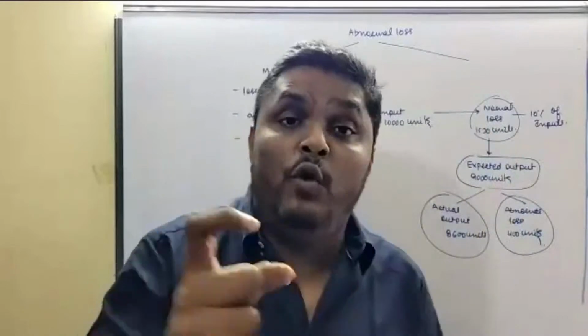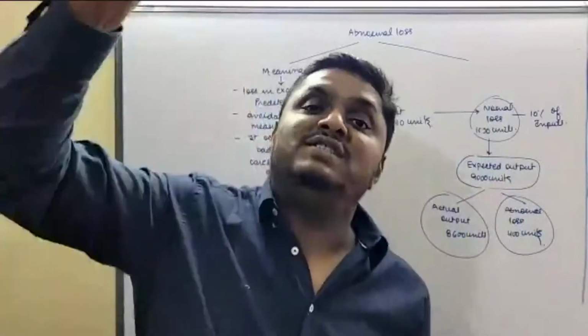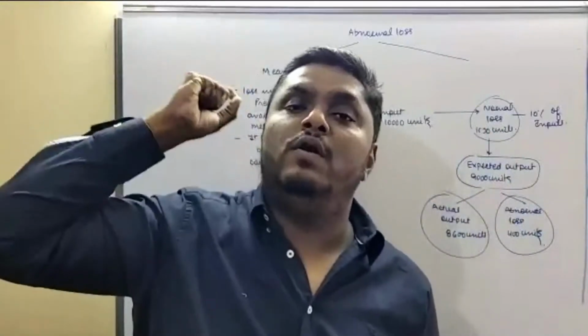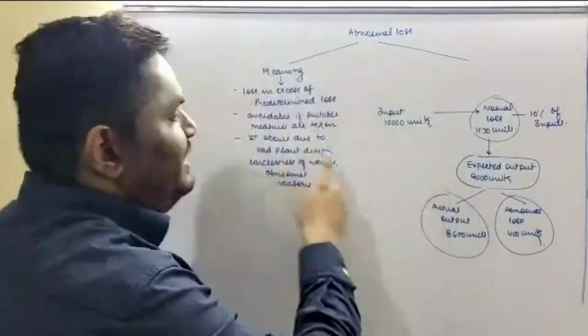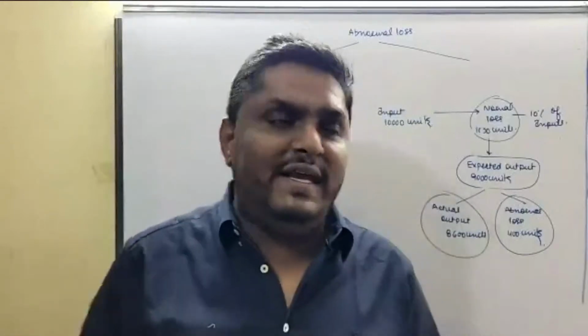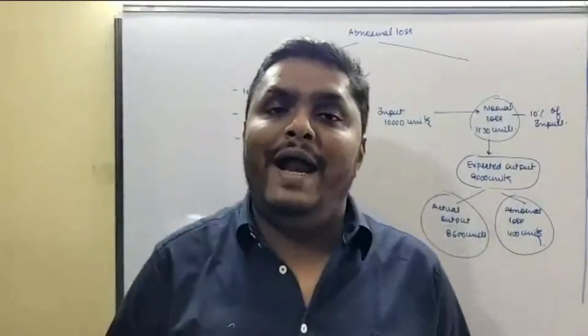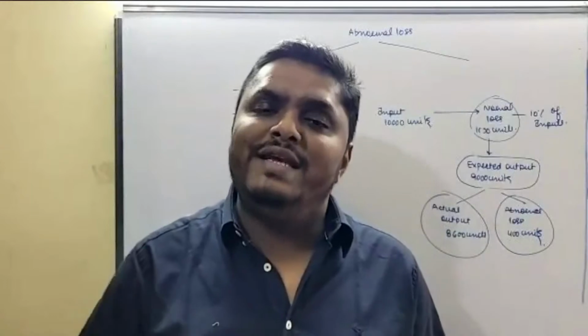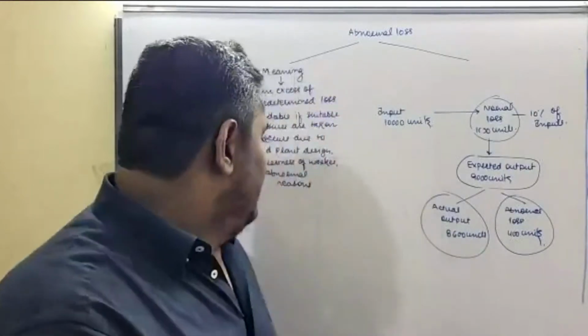1,000 plus 400, 1,400 units का लॉस हुआ. So extra loss over and above predetermined loss is how much? 400 units. So that is my abnormal loss. It can be avoided if suitable measures are taken. Further, it occurs due to bad plant design or due to carelessness of workers or due to abnormal reasons.